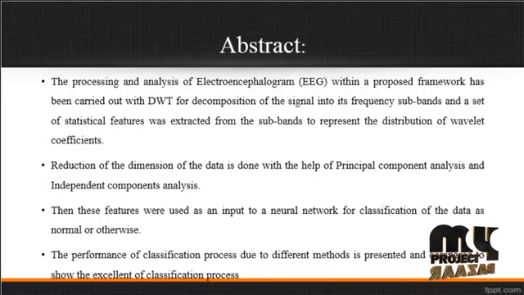The processing and analysis of EEG within the proposed framework has been carried out with DWT for the decomposition of the signal into frequency subbands, and a set of statistical features was extracted from the subbands to represent the distributions of the wavelet coefficients. Reduction of the dimension of the data is done with the help of the principal component analysis method and then the independent component analysis method. Hence, this will optimize the features present in the signals.